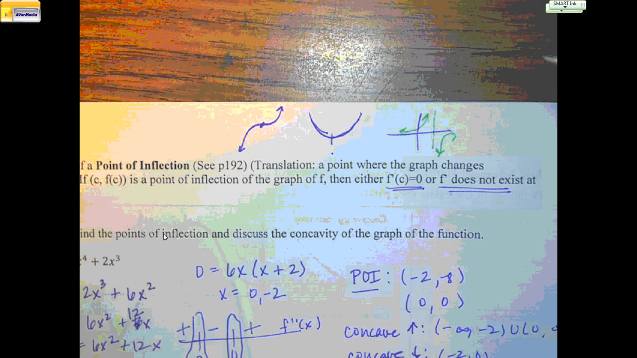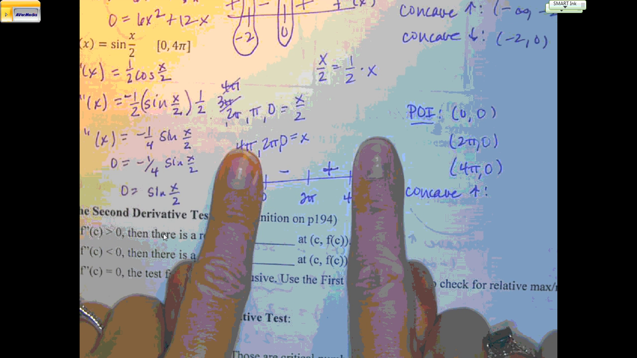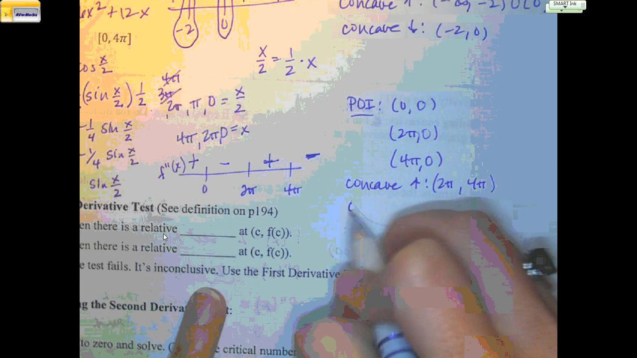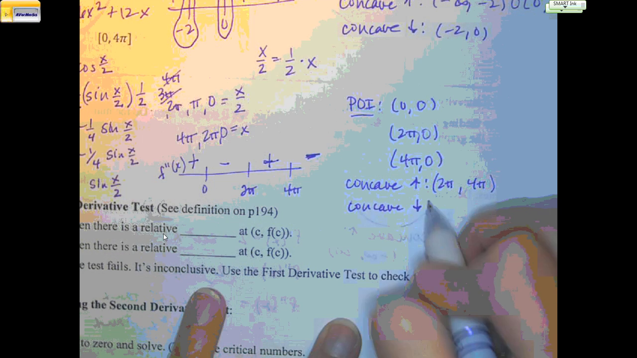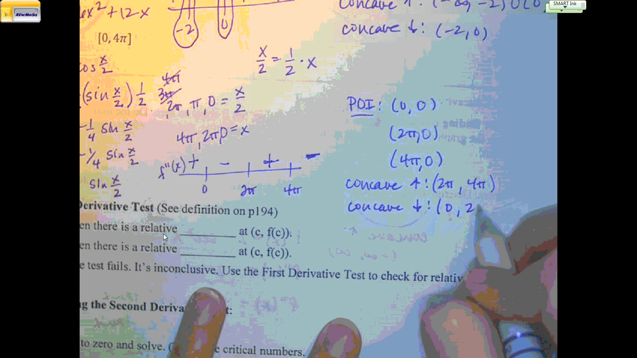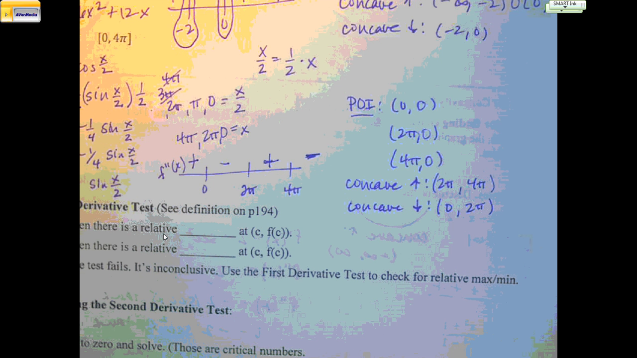Good question. So concave up, do I need to include the negative infinity to 0? No, they only asked us about this interval. So for concavity, concave up is going to be from 2 pi to 4 pi. And concave down is going to be from 0 to 2 pi. Why don't I have brackets on those? Should we just put like CU and CD? No, I think that's going to be too short. Don't do that.